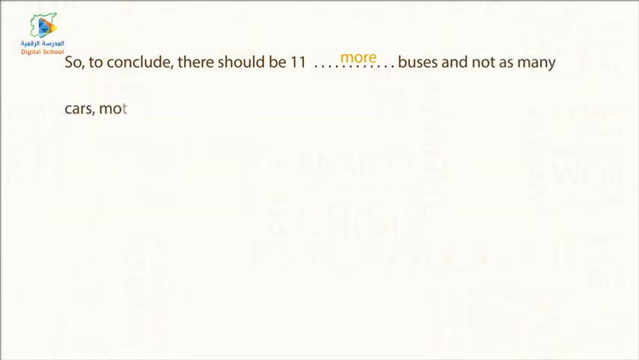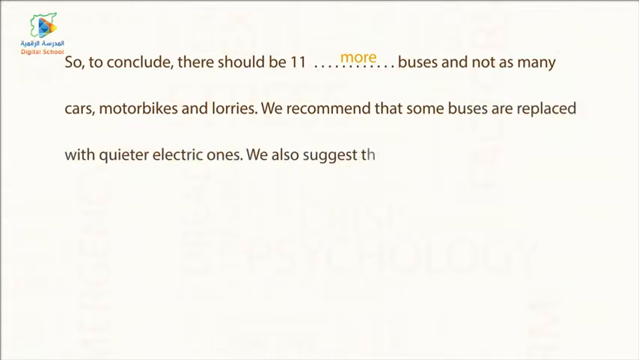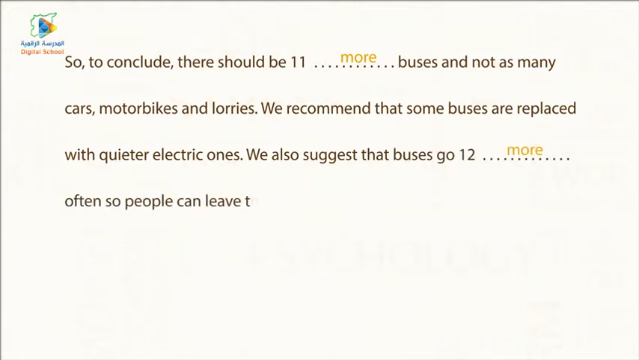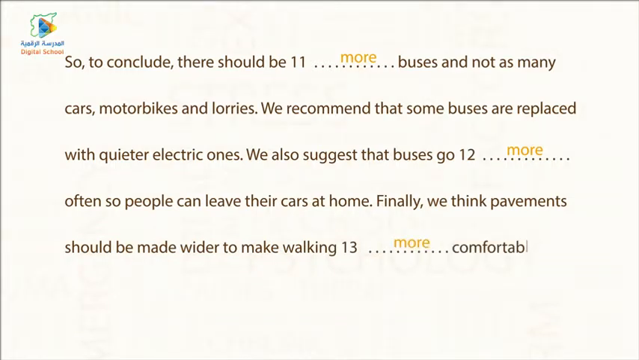So, to conclude, there should be more buses and not as many cars, motorbikes and lorries. We recommend that some buses are replaced with quieter electric ones. We also suggest that buses go more often, so people can leave their cars at home. Finally, we think pavements should be made wider to make walking more comfortable, and more trees should be planted.